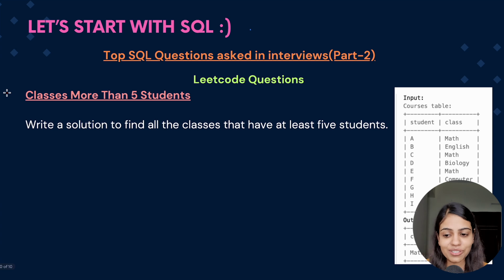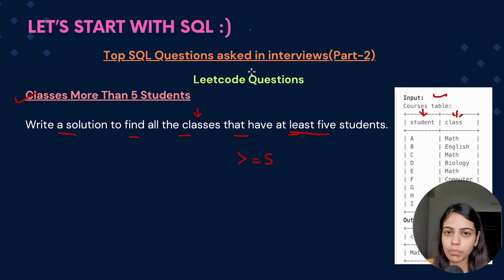Now coming to the last question, that is classes more than 5 students. So we have to write a solution to find all the classes that have at least 5 students. At least means either greater than or equal to 5. So this is the course table which has student as well as class. All the student names are given and all the classes are given. Now we have to find the class which has more than 5 students.